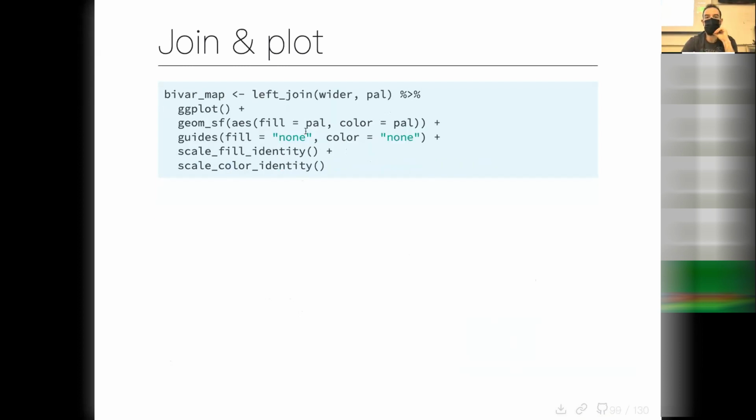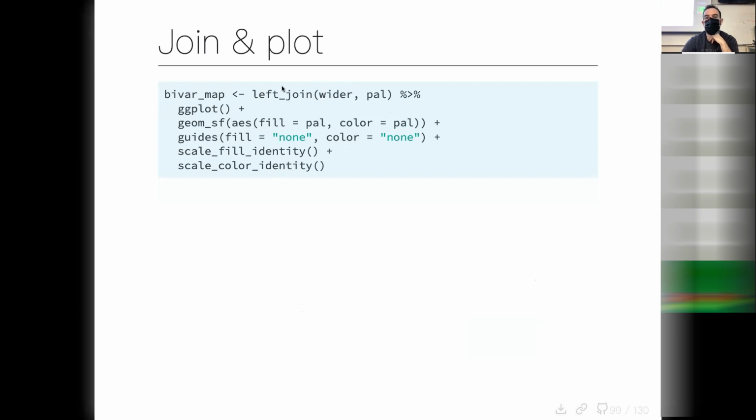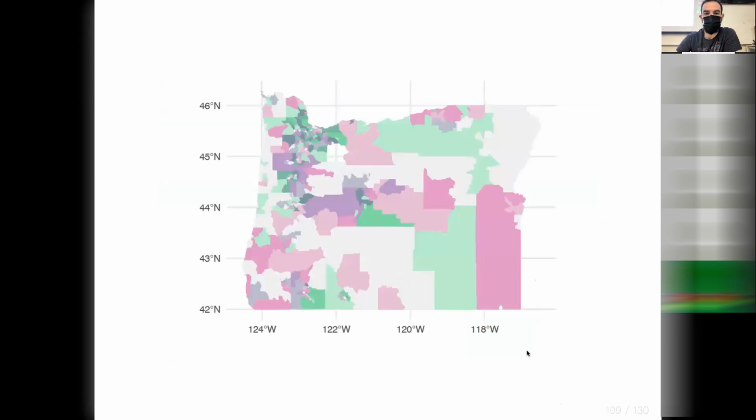Then we can join that. So this is now a different data set. We can actually join this back with our original data frame. So I'm joining wider with pal, and that means now every combination is going to have that color associated with it, right? So then I'll do geom_sf, fill is equal to pal, the color is equal to pal, guides fill equals none, color equals none. But then I'm going to do scale_fill_identity and scale_color_identity. Okay, and we end up with something that looks like this.